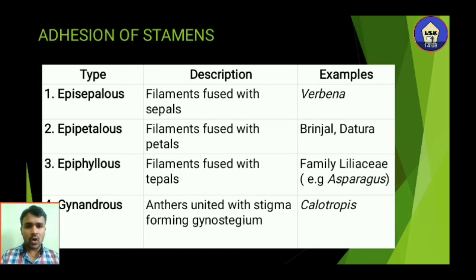In monocot flowers, we cannot differentiate the calyx and corolla. They are alike, similar in appearance and similar in color. So we cannot differentiate them as sepals or petals. Instead, we use the term perianth, and the perianth is the group of tepals. If the filaments of the stamens are attached to the tepals, the condition is called epiphyllous, and it is commonly found in monocot families such as Liliaceae. Asparagus racemosus, Shatavari, is an example of this.